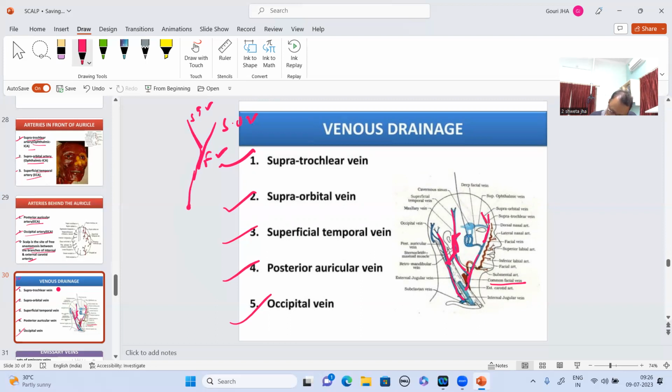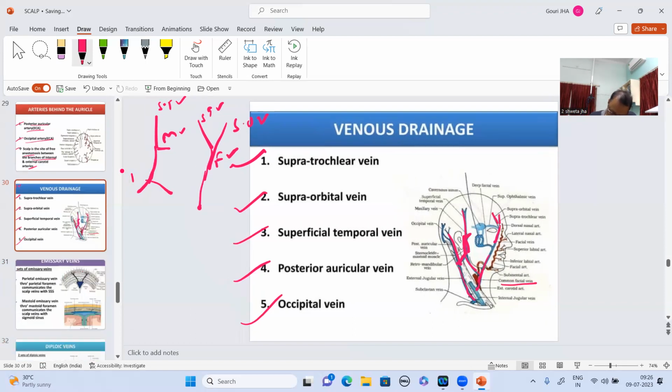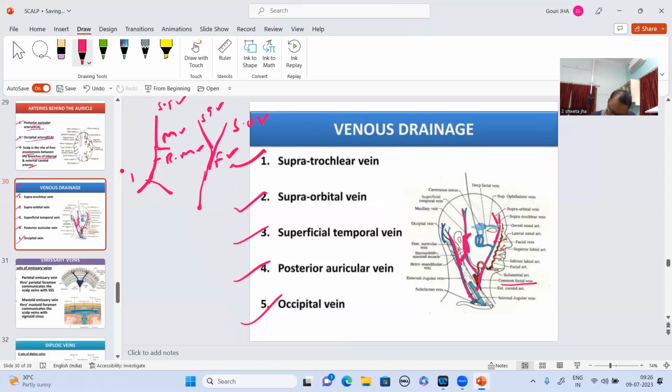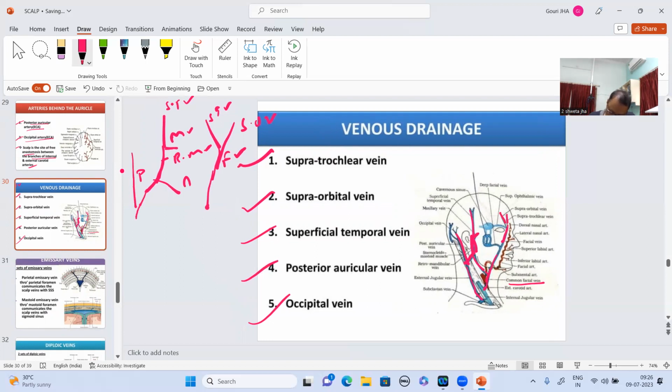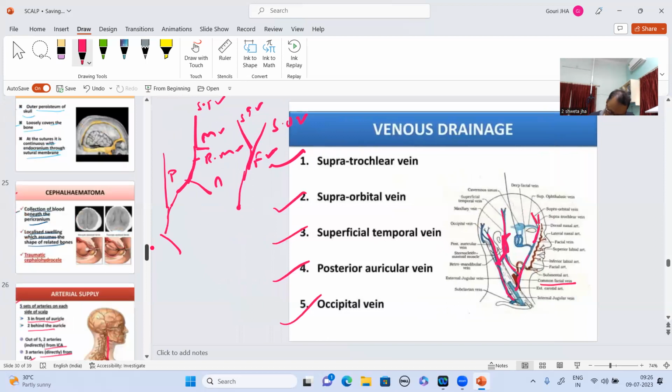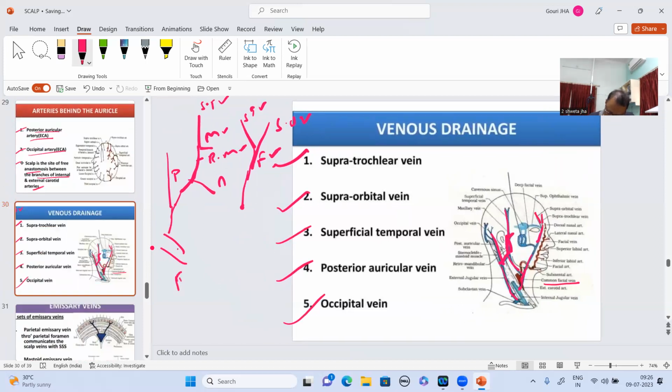This facial vein will continue forward, and we have got the superficial temporal vein joining the maxillary vein in the parotid gland, and this forms the retromandibular vein, which will divide into 2. This is the posterior division and this is the anterior division. The posterior division will join the posterior auricular vein and it will go to the external jugular vein. The anterior division will join the facial vein to form the common facial vein, and this will go to the internal jugular vein.